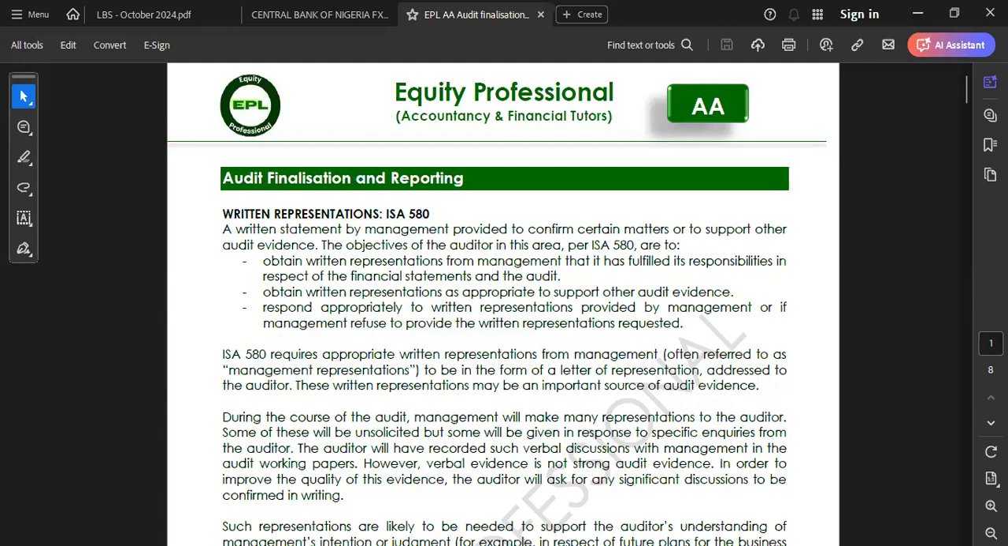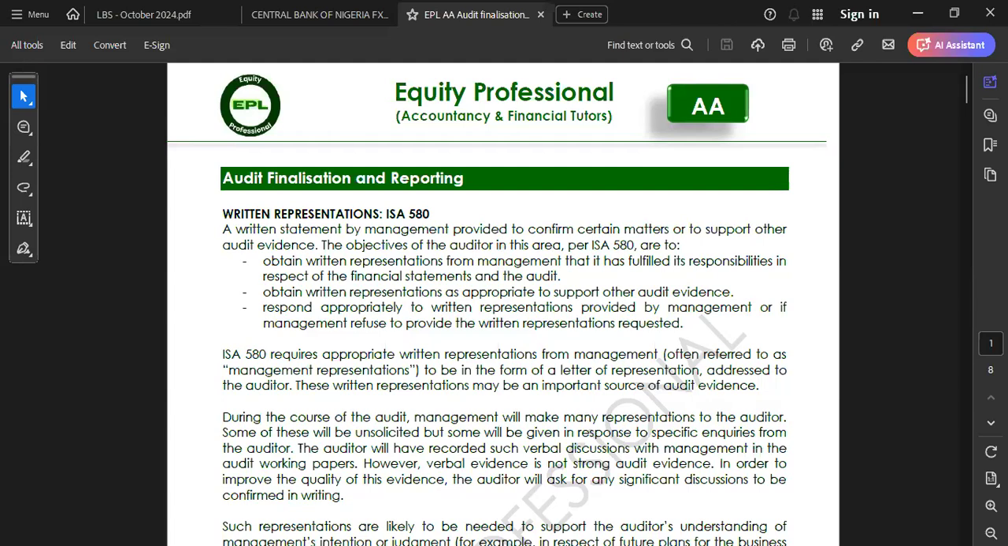There will have been a verbal explanation, but the reason why written representation is very important is that it gives credence, or strong support, to the audit evidence, rather than the auditor just writing that, I got a confirmation from the management that this is the reason why. No, it has to be a documented backing to the audit evidence. That's what we're saying here.